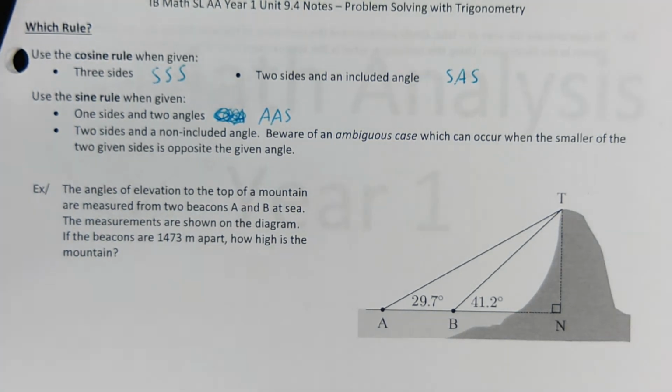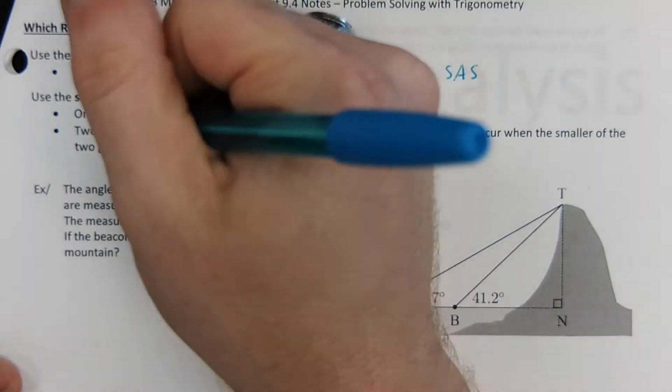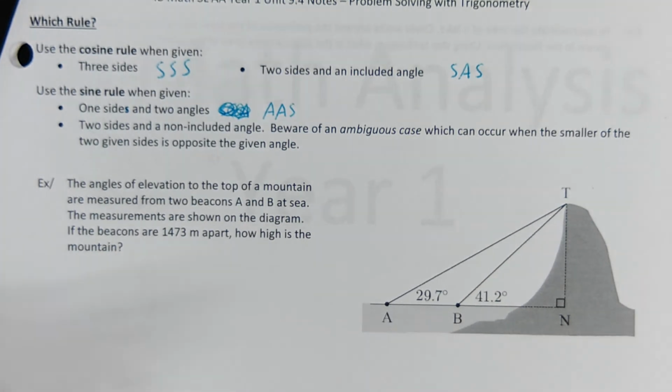But basically, what we're talking about for my YouTube viewers, none of them, is when the cosine rule is useful: side, side, side, or side, angle, side, and you could solve for the rest of the triangle. And sine rule: one side and two angles, angle, angle, side.